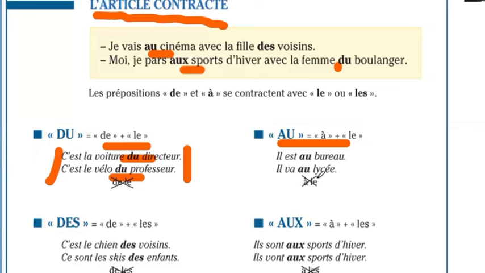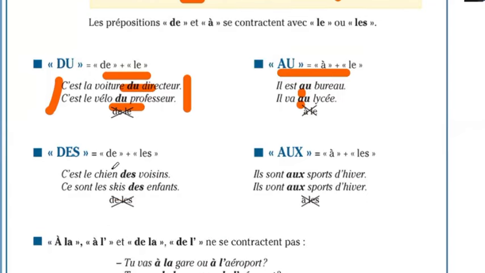Now you find out that this "au" here is made up of a preposition and le. When you put them together, you have au. Now, for the plural, when you have de plus the plural of the noun, you now have "des", like "of the", which is very close to the indefinite article plural, but it's not the same thing. This one is de plus les. Example, c'est le chien des voisins. It is the dog of the neighbors. Ce sont les skis des enfants.